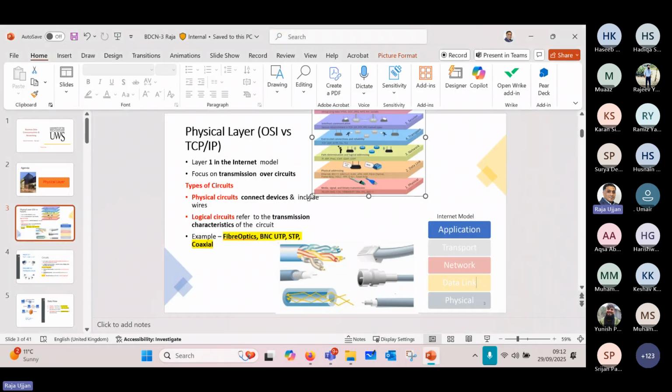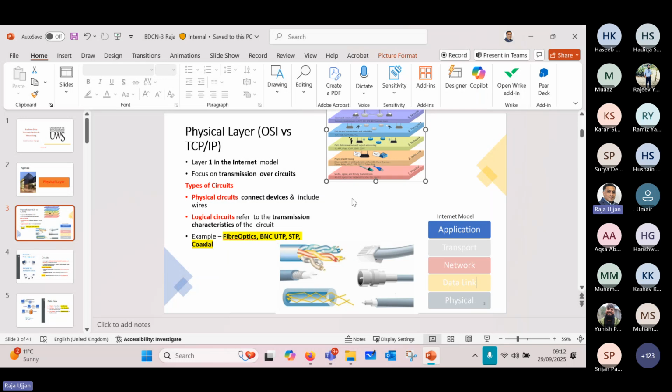Okay, guys, so we are at the physical layer. What does it mean in the OSI model? It's all about layer one. In the internet model, we say this is again layer one. So we are only focusing on the transmission of the circuit. We will discuss the network circuit, don't worry.